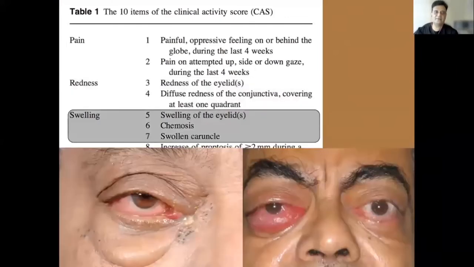The other three are about swelling: swelling of the eyelids, swelling of the conjunctiva, which is chemosis, and swollen caruncle. Out of 7, you can represent what is the clinical activity score of a patient in a given visit.